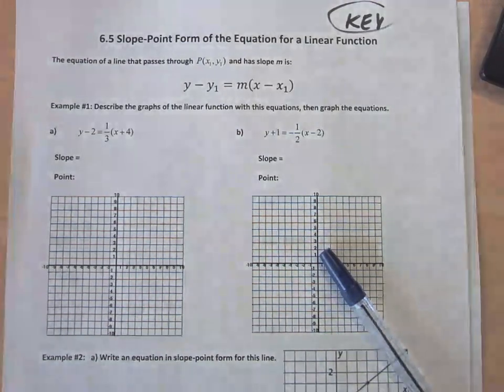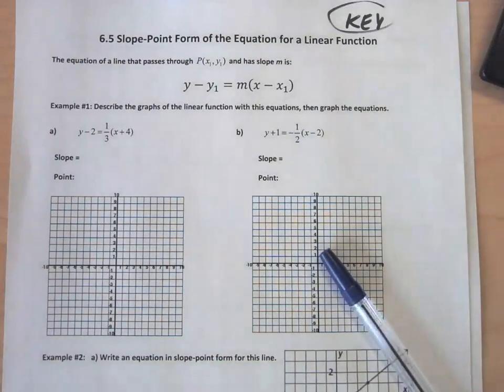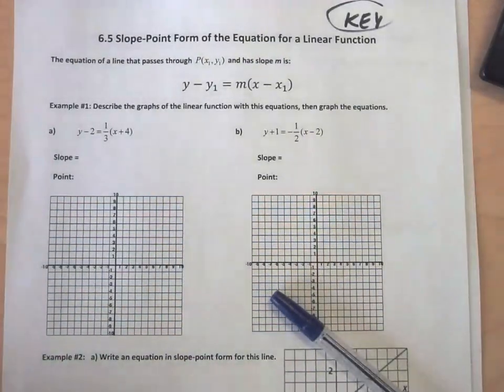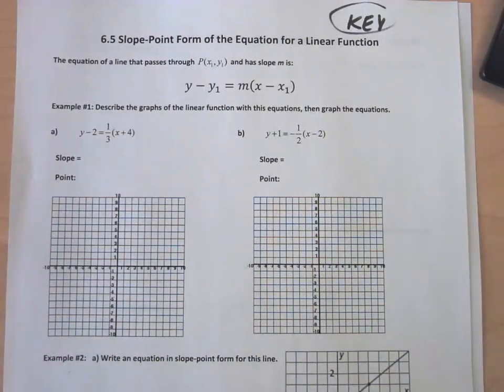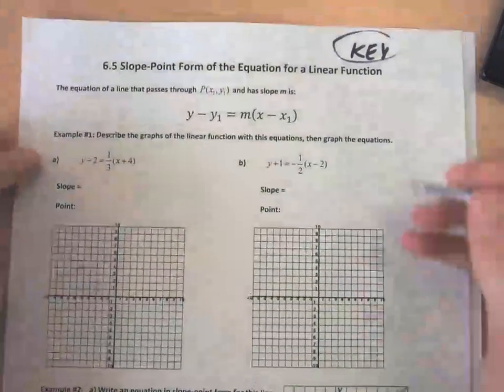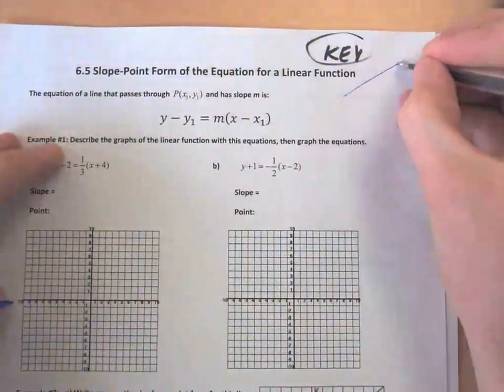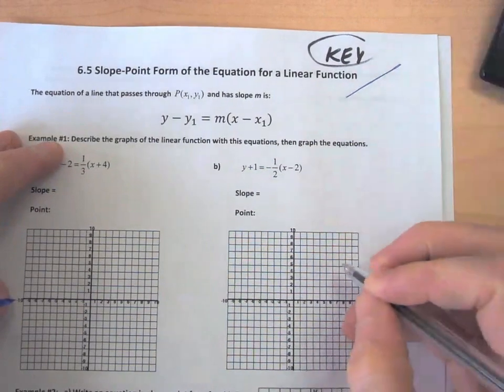Good morning. All right, so here's the last lesson on Chapter 6. It's 6.5, slope point form of the equation of a linear function. So again, we are still just looking at straight lines on graphs.